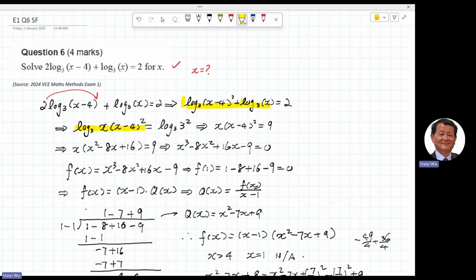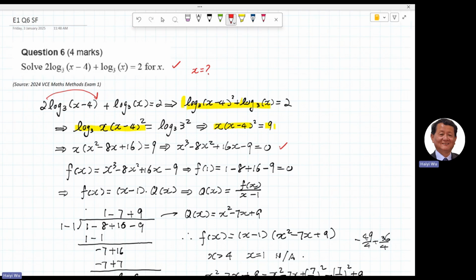We've got log base 3, so addition becomes product: x times the other term. On the right hand side too, I'm going to write log base 3 of 3 to the power of 2. Then we take the log sign off, so we get a cubic function. I'm going to expand the brackets, and we've got a cubic function listed here.